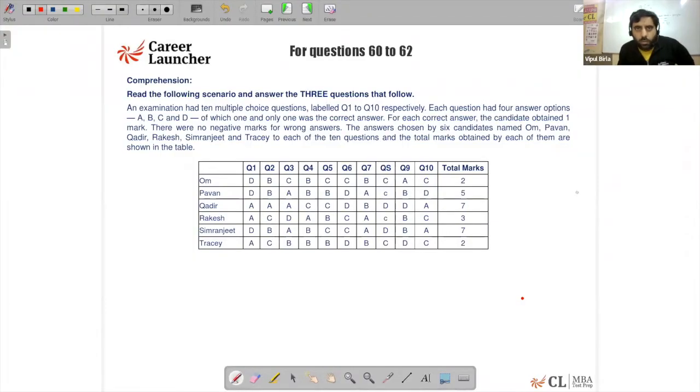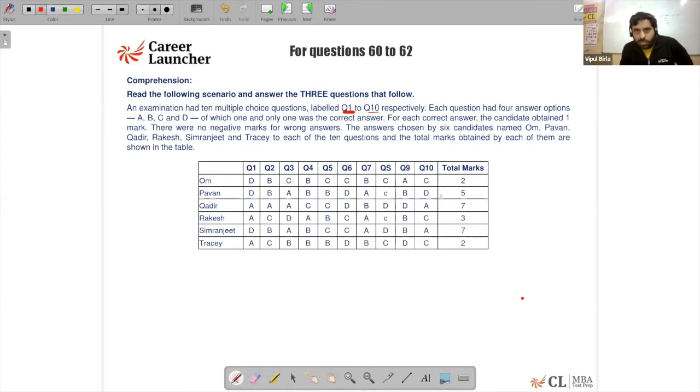Right. Look at question number 62. Comprehension. Read the following scenario and answer the 3 questions that follow. An examination had 10 multiple choice questions labeled from question number 1 to 10. Okay. So 10 questions, 1 to 10. Each question had 4 answer options A, B, C, D, of which one and only one was correct. For each correct answer, the candidate obtained 1 mark. There was no negative marking.